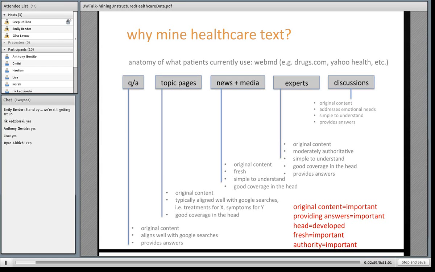So I guess the first question, to establish a little bit of motivation, is why even mine healthcare text data? What's the point? One of the things I'll talk about is how people currently get their information online with respect to health. Usually you get to Google at some point, you enter a query, and you usually wind up on one of these sites: WebMD, drugs.com, Yahoo Health.